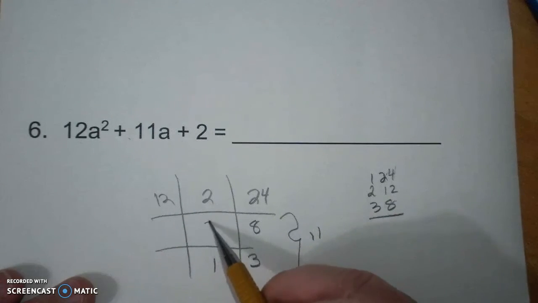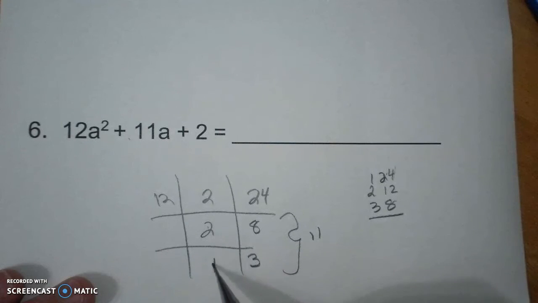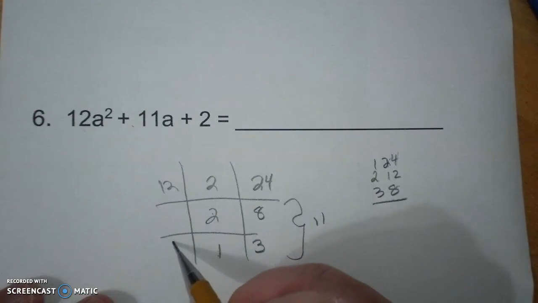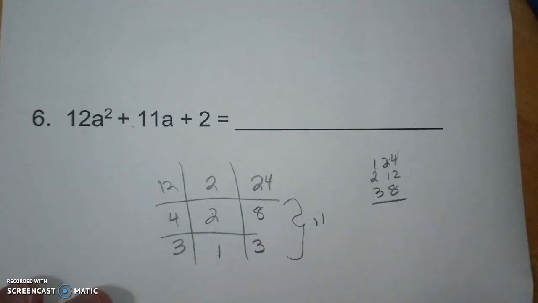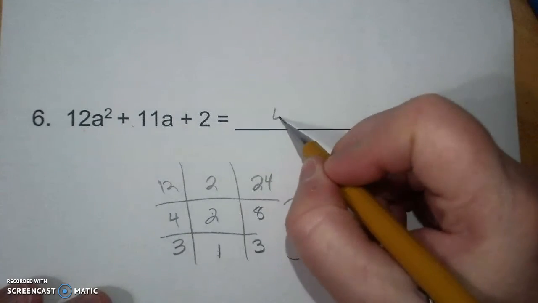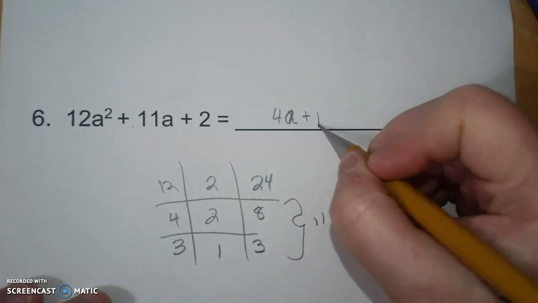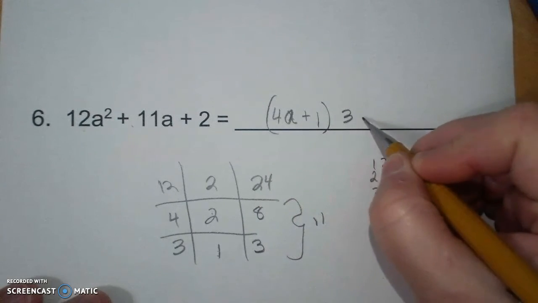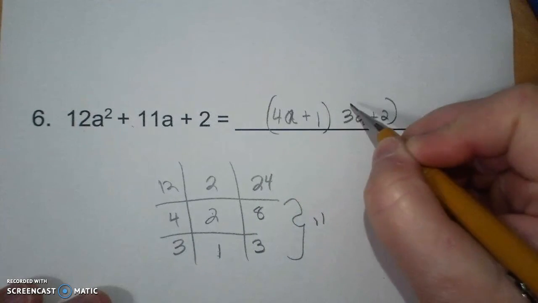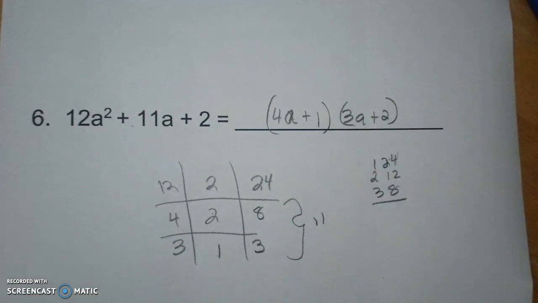My 1 has to go here for my 2 because my 2 can't go here. So that becomes a 3 and that becomes a 4. So that is 4x plus 4a plus 1 and 3a plus 2. And that is 12-9 factoring completely.